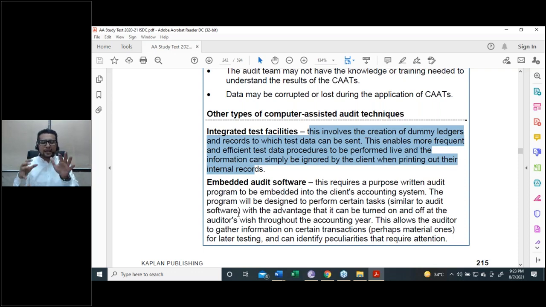So this is an integrated test facility. The client systems and my dummy ledgers are integrated into one system. But there are a couple of huge advantages of it. I can test on any given day. I don't have to rely on the year-end testing. Historically, there used to be year-end testing only. And the second greatest advantage is the master files or the financial statements will not be compromised, or they will not be corrupted. So this is called integrated test facility.